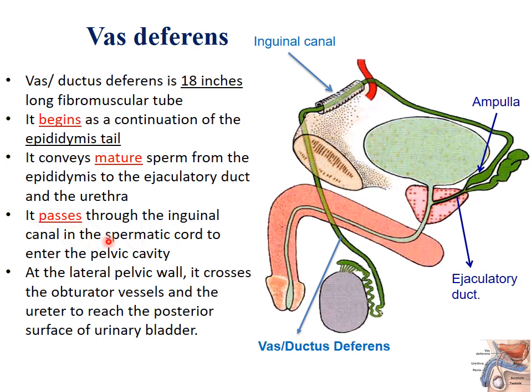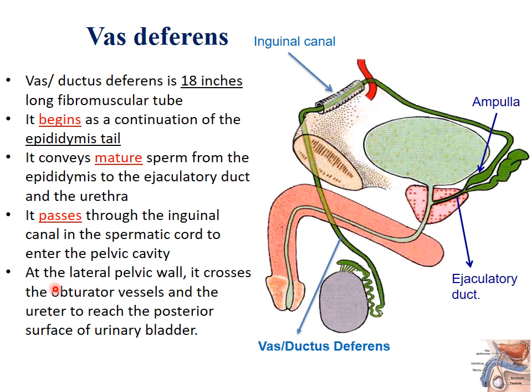It passes through the inguinal canal in the spermatic cord to enter into the pelvic cavity. At the lateral pelvic wall, it crosses the obturator vessel. Obturator vessel, can you see this red artery? What is the name of this artery? Maybe this obturator vessel is here, and the ureter, to reach the posterior surface. I'm sorry, this is not the obturator artery. Obturator artery must be here, right? This must be the circumferential arteries, branches of the inguinal arteries that are more relevant with the hernia or appendicitis, right?